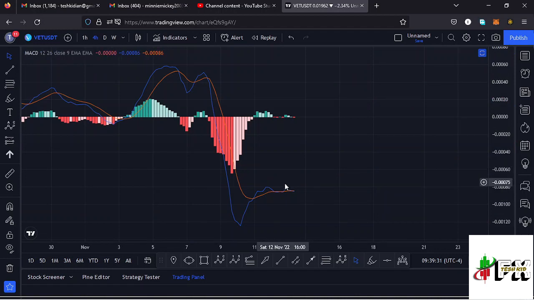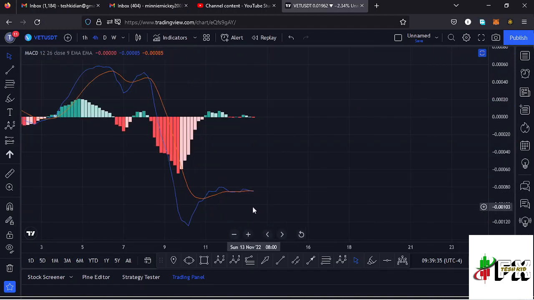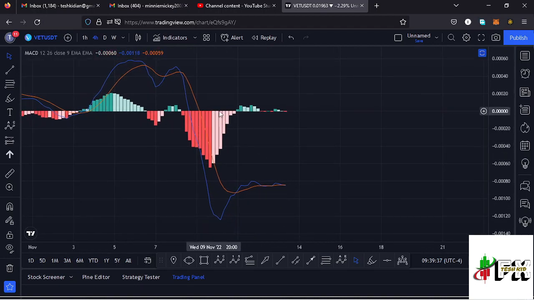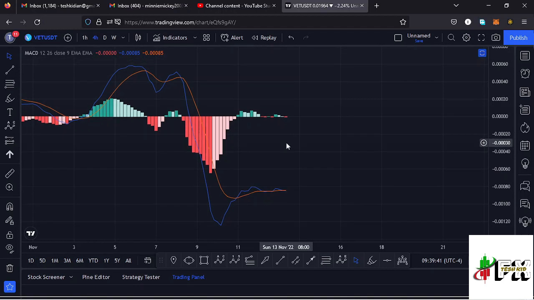Also taking a look at the MACD, on the MACD you have printed a bearish cross, and that means lower prices are coming our way. And you can also see we are losing the buying momentum here on the MACD, meaning a bearish cross has been printed.